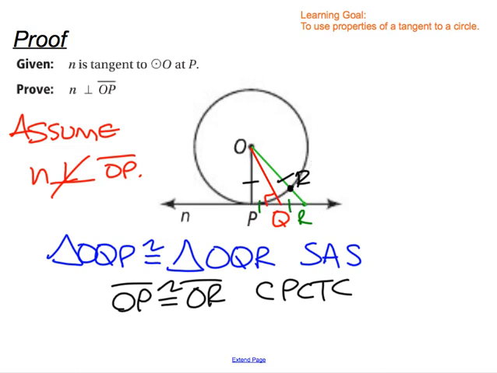Now, we know that that can't happen, because the only way that would happen is if line N touched the circle at more than one point. In other words, that line would have to be more like this than the way we have it pictured. And since we're given the fact that N is a tangent, we know that that can't happen. Which means that our assumption that N is not perpendicular to OP must be false. And so that proves what we were looking to prove.